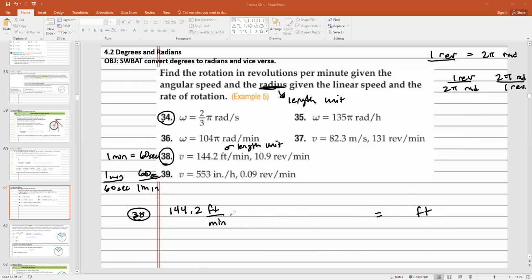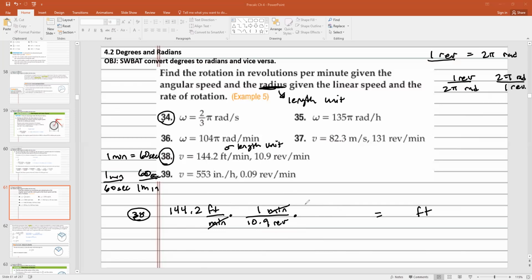Now we have that, and notice that we have the 10.9 revolutions per minute. Now we want to get rid of that minutes, and another way to write this 10.9 revolutions per minute is 10.9 revolutions on the denominator, and then 1 minute per 10.9 revolutions. So you can flip it upside down. Okay, and when you do that, cancels, cancels. So now we have feet and revolutions.